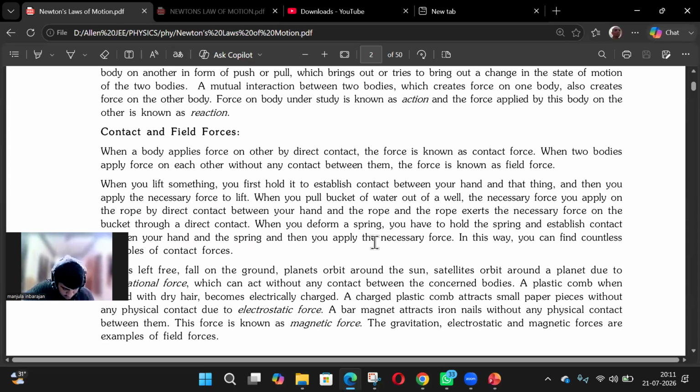Okay, even friction is a contact force. A box sliding on a surface is a contact between two surfaces. So friction force is a contact force.